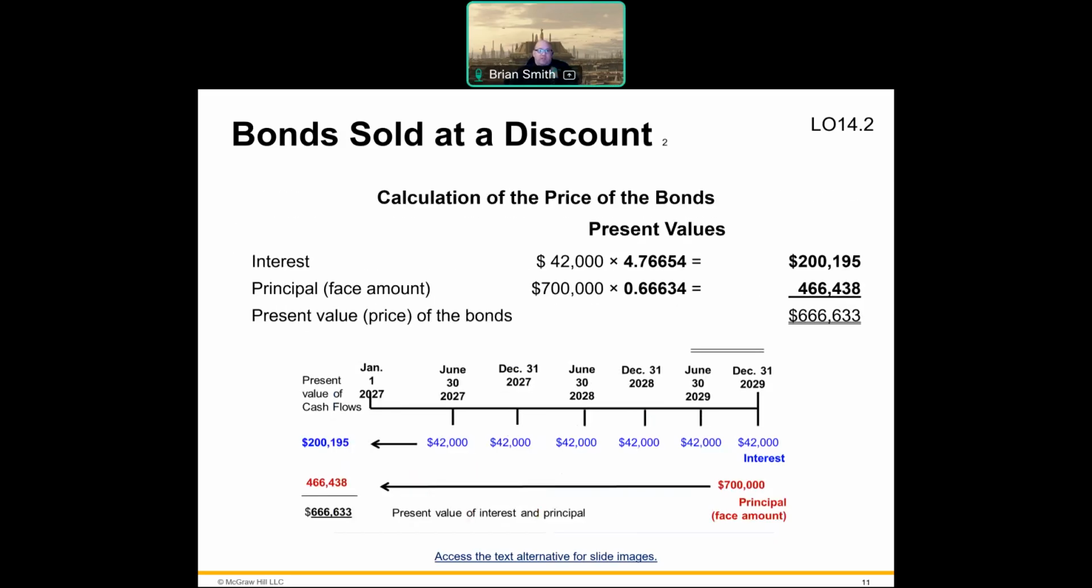So our journal entry is going. Well, we don't have a journal entry yet, I guess. I'm sorry, I'm jumping the gun. It's just re-showing you the amount here.